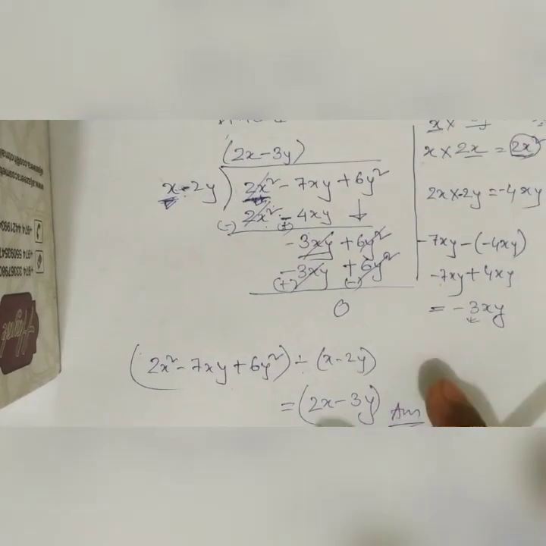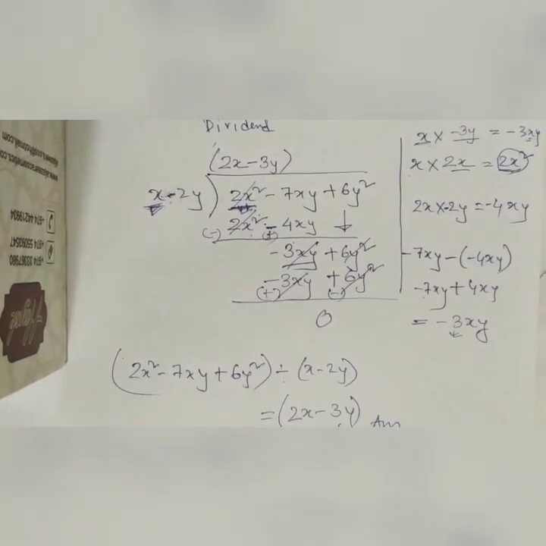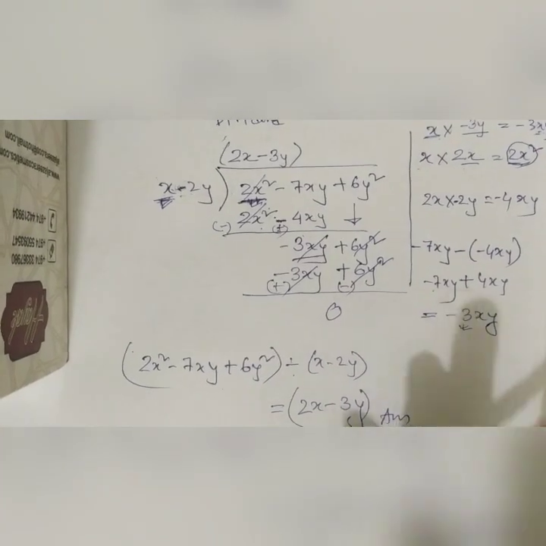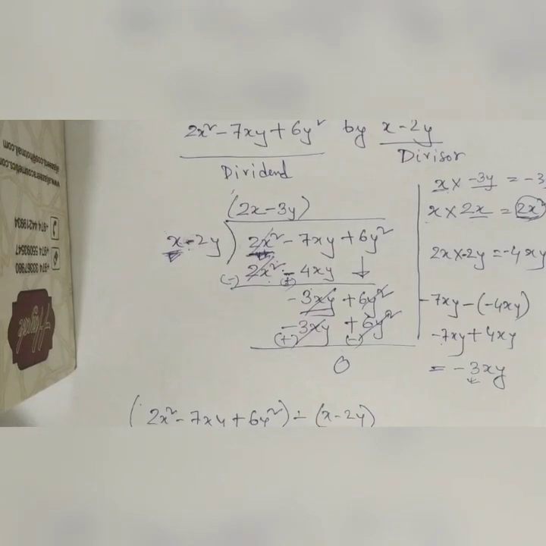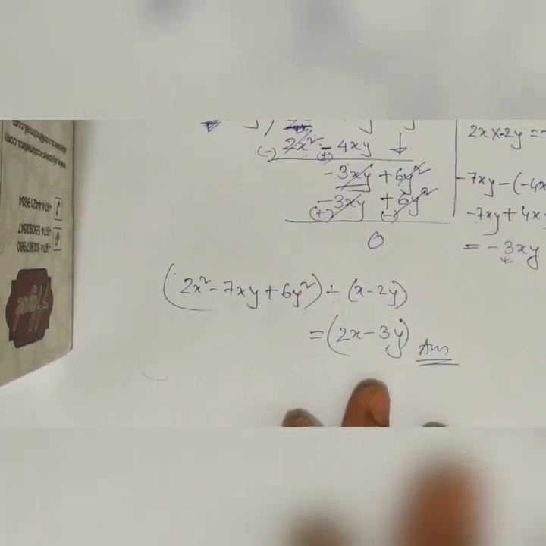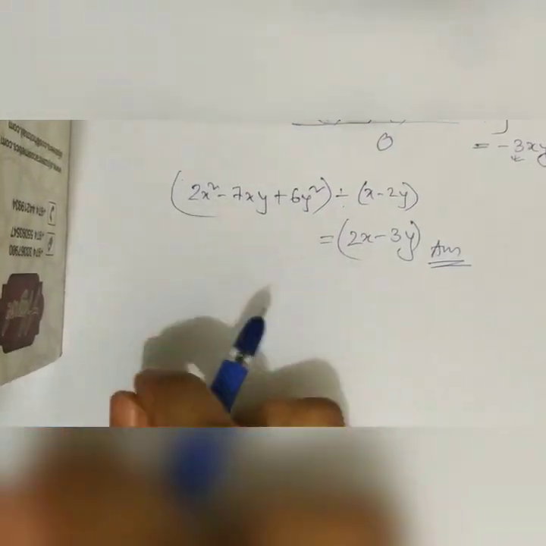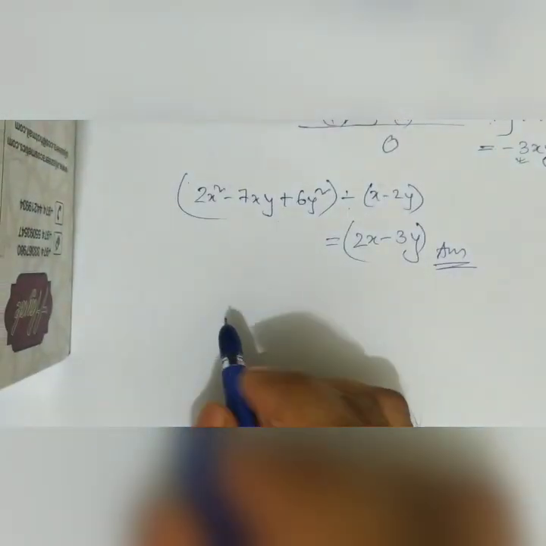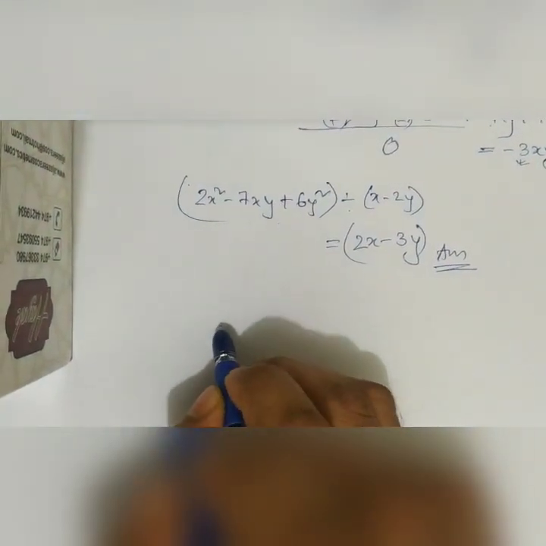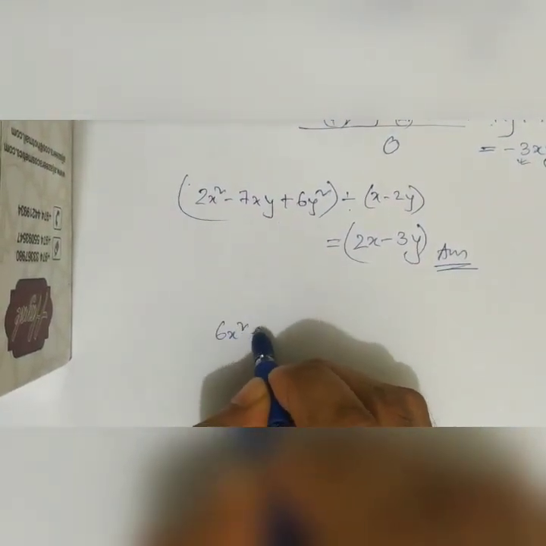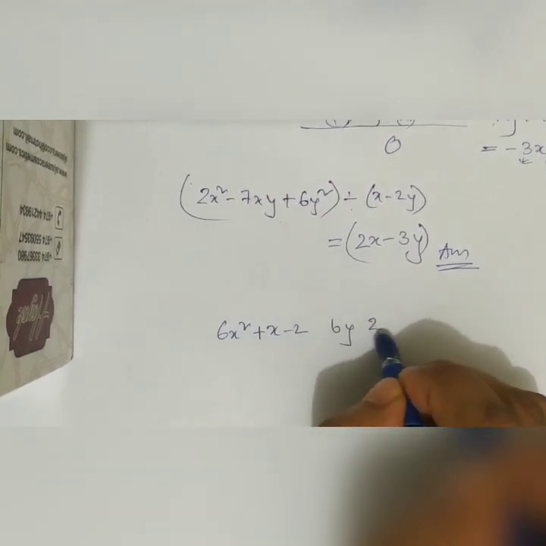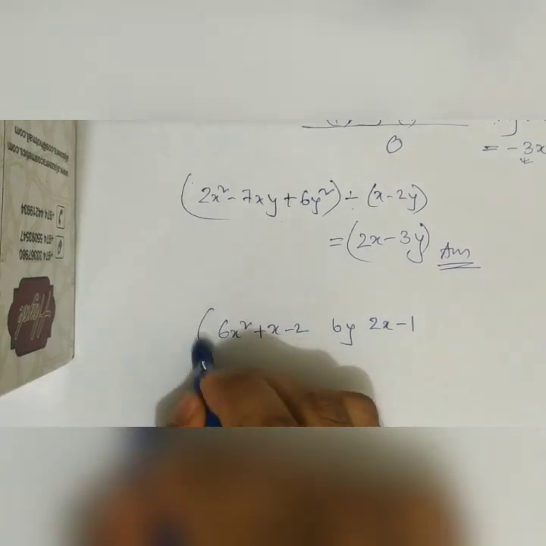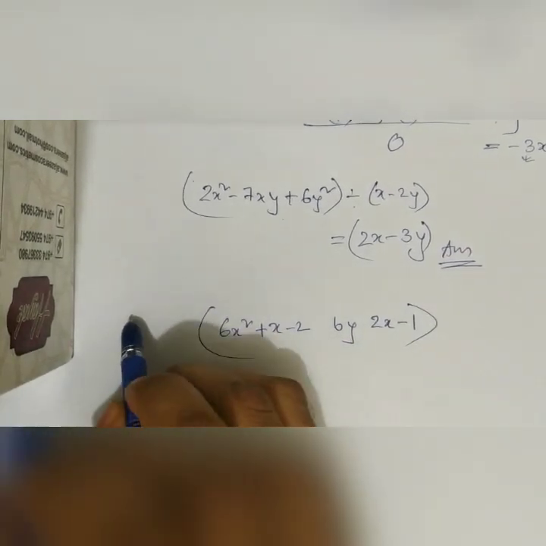So we will discuss some more problems with this. For today, the task which I have already given, please complete them. And just for you, a problem similar to this I am giving you, try and solve this problem: 6x square plus x minus 2 divided by 2x minus 1. Try this at home.